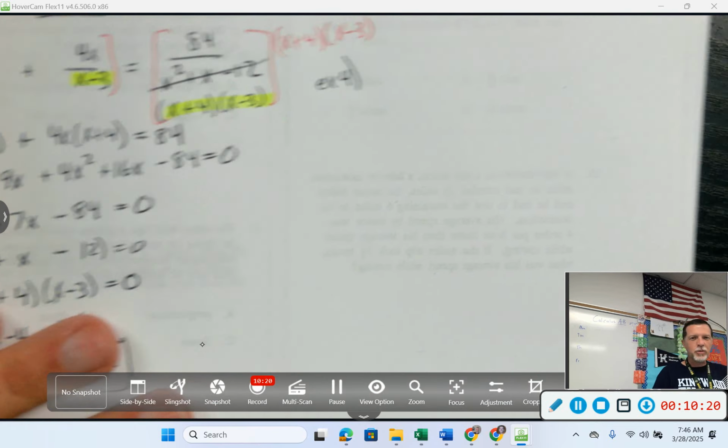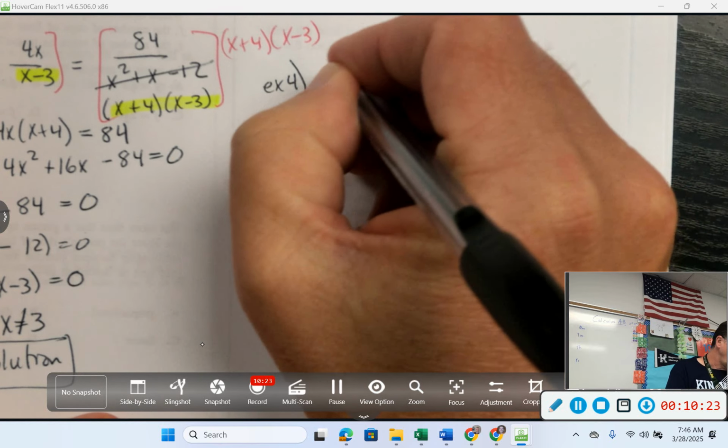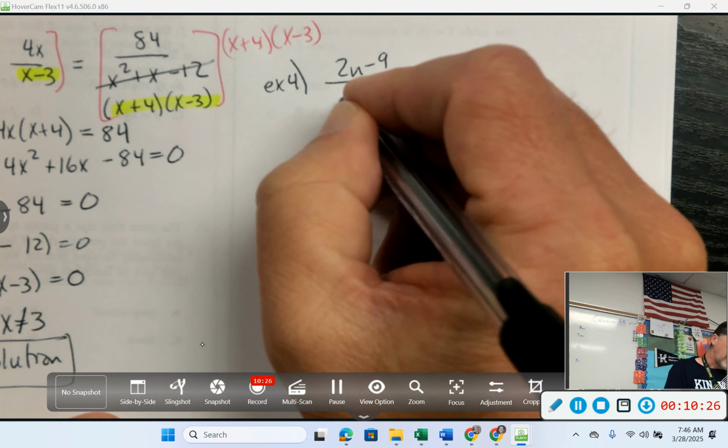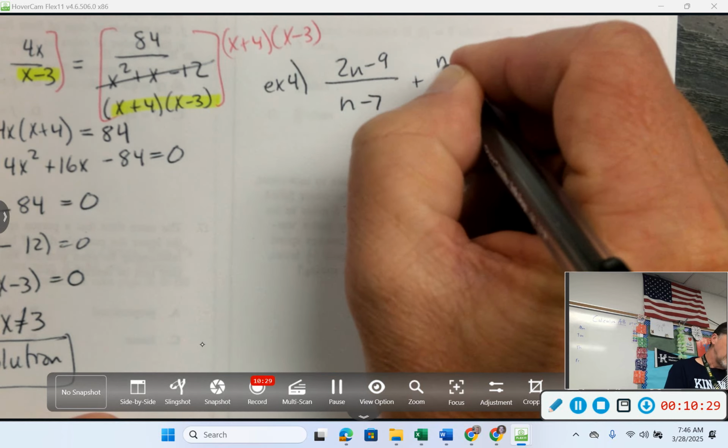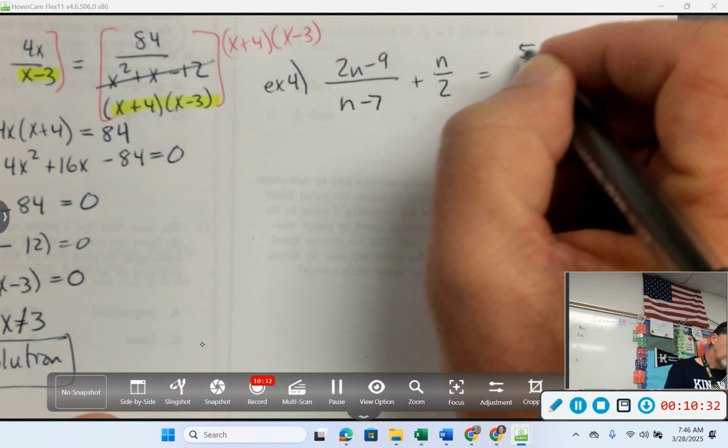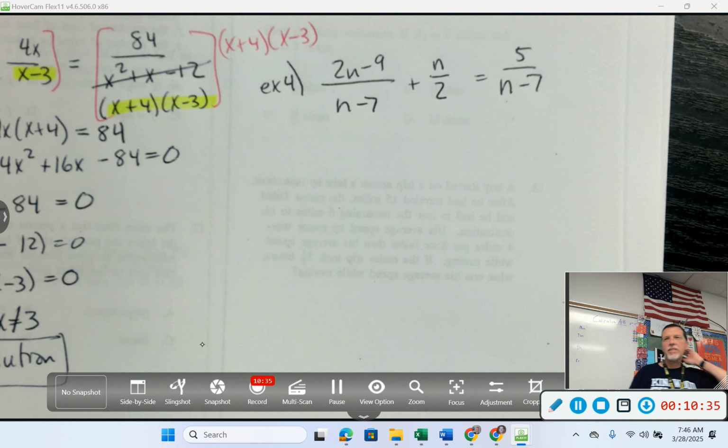All right, hopefully you got room to squeeze one more example in. 2n minus 9 over n minus 7 plus n over 2 equals 5 over n minus 7. What do you think we should multiply by on that one? 2n minus 14 is right. I think I would leave them separate though. May as well just leave it as 2 and n minus 7. That way things will cancel easier. I mean, you're right, it is 2n minus 14, but then you're factoring what you unfactored earlier. So yes, I would multiply by 2 and n minus 7.